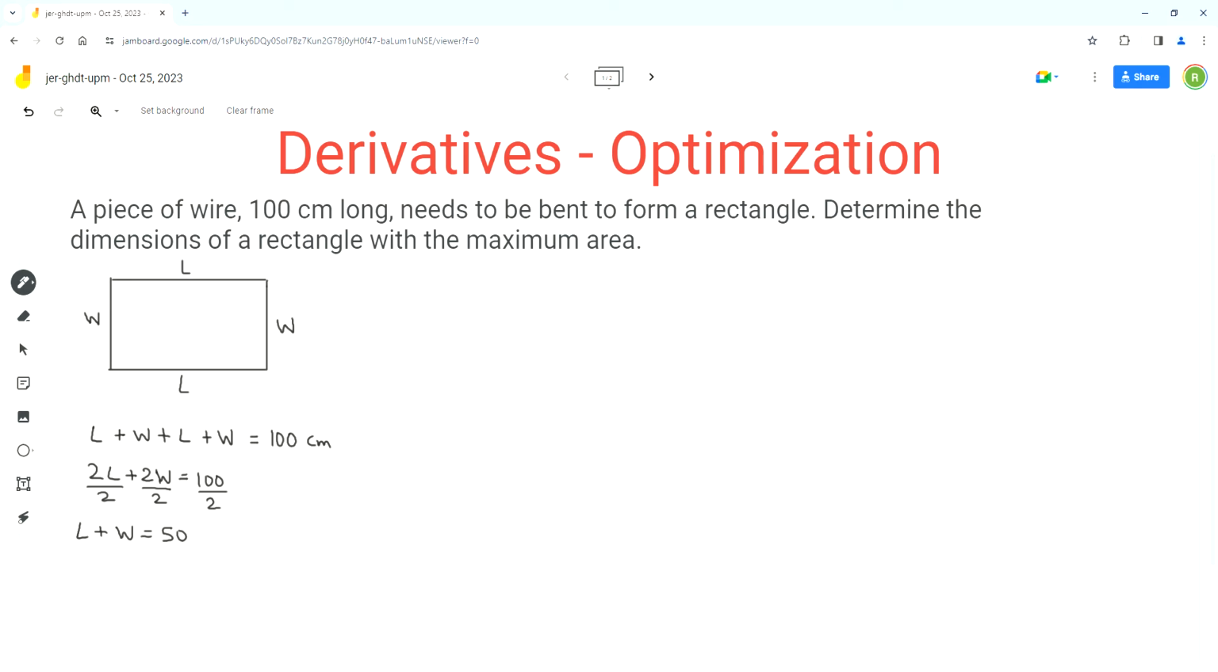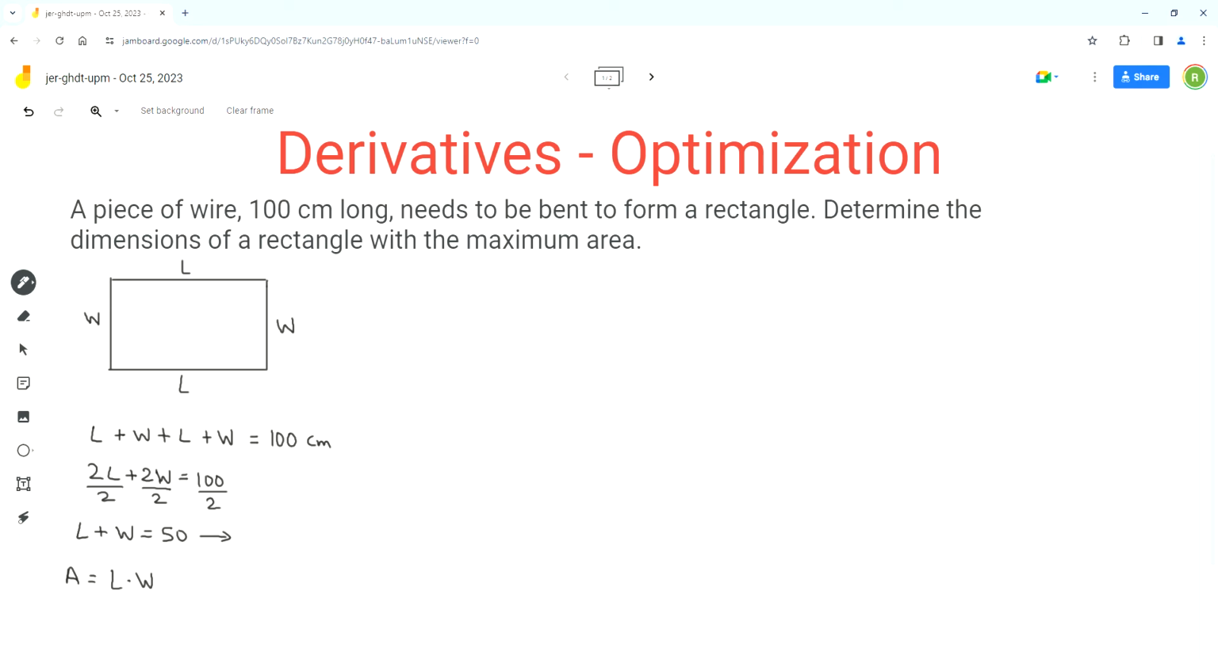Now we have to determine the dimensions that maximize area. So the next step is to write the equation for area of this rectangle. And we know that the area of a rectangle is equal to length times width. Now this area equation has two variables, L and W. So the next step is to isolate L or W from the perimeter equation and do the substitution in this area equation. So we can isolate L from the perimeter equation.